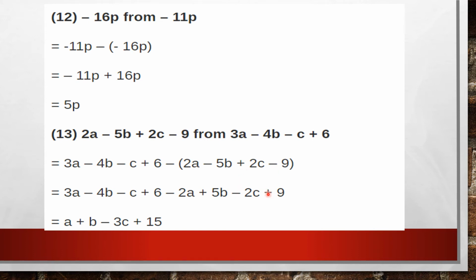So you are grouping the like terms. 3a minus 2a is a, minus 4b plus 5b is plus 1b, that is b. Minus c minus 2c, you are adding up and taking the common sign, that is minus 3c. 6 plus 9 is 15.